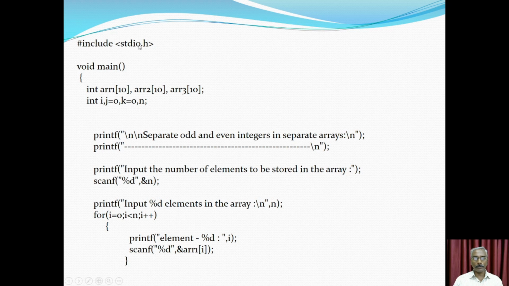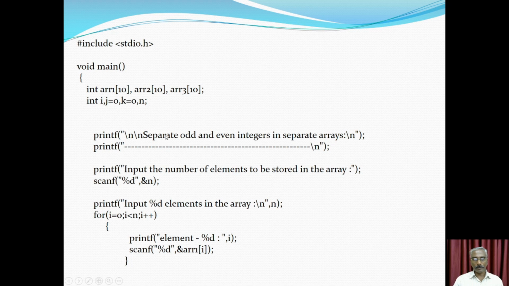Include the stdio.h header file, the standard input output header file. You know why we are including it: because we are going to use the printf as well as the scanf functions. You have to initialize three arrays, array1, array2, array3, and all the sizes are declared as 10. You can change the size also; it does not matter. And initialize i, j equal to 0, k equal to 0.